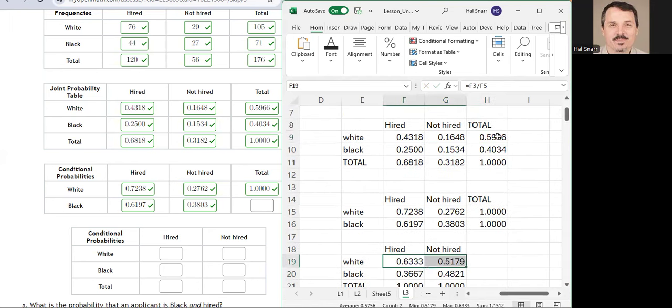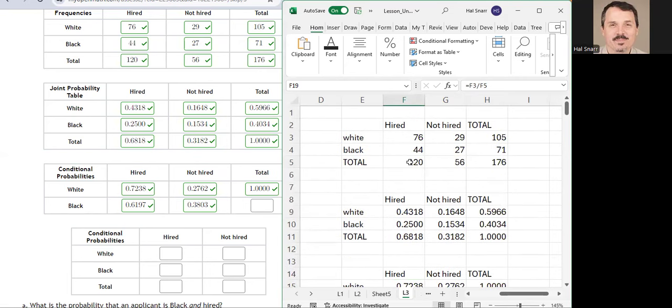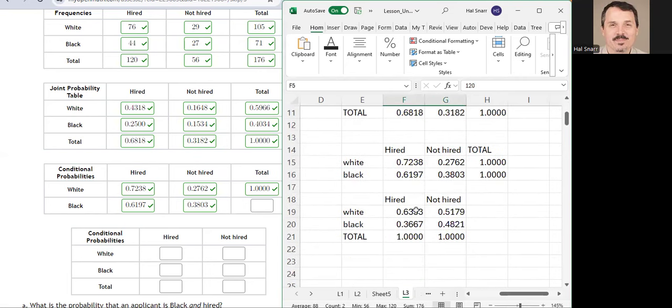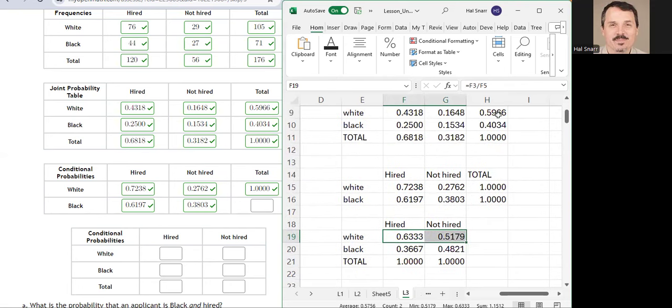These two numbers are close to that number, right? This number is bigger than that number. This number is smaller than that number. This is the probability of white given hired. This is the probability of white given not hired. That's the probability of white. If race and hiring status were independent, these two numbers would equal that number. That's not the case here, right? If these two were identical, if both were 120, then the average of these two would be equal to 0.5966, but that's not the case here, right?